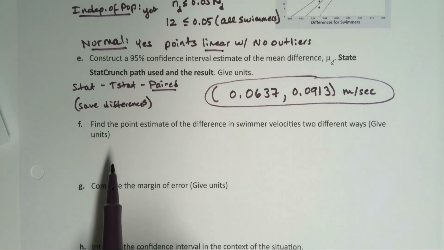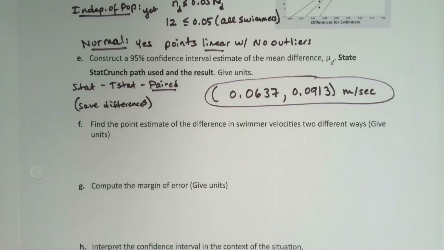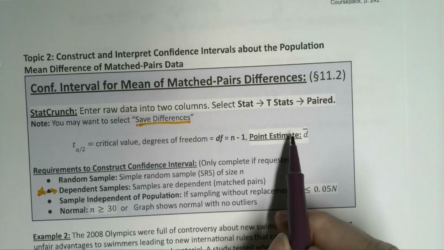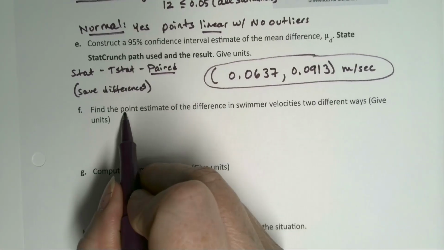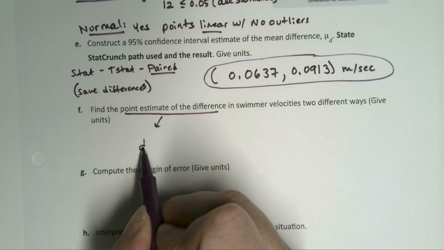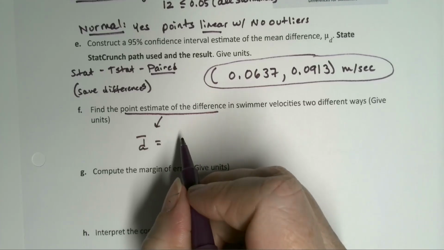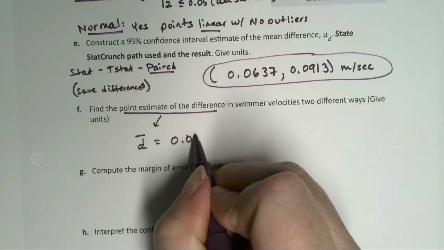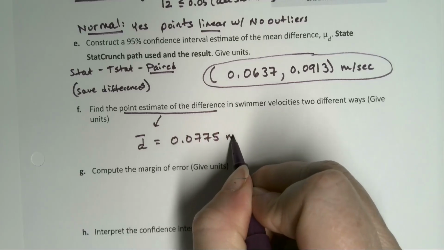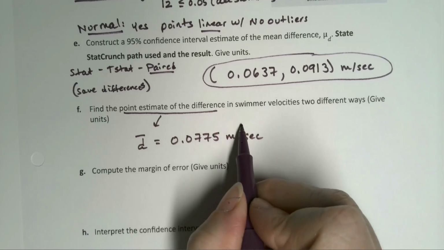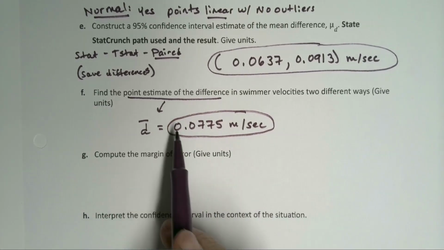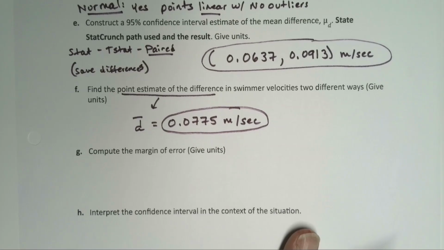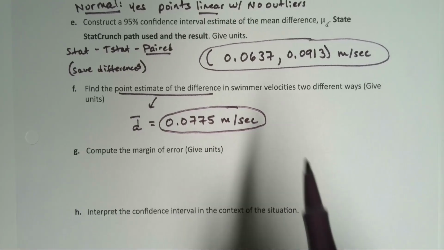All right, so now we want to find the point estimate of the difference. Remember, the point estimate of the difference is right here. It's d bar, which we've already found, right? So the point estimate of the difference is d bar, which would be the value we found on the previous page, 0.0775 meters per second. We think that there's an average of 0.0775 meters per second difference in the speed of these swimmers. That's the one way to find it.